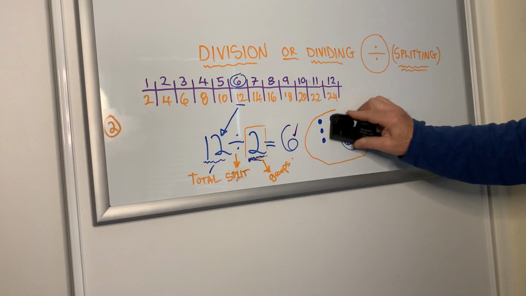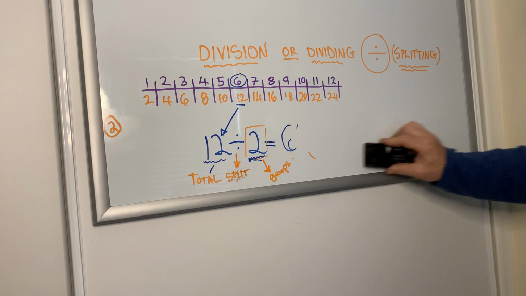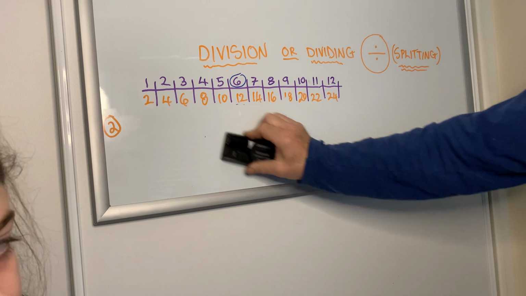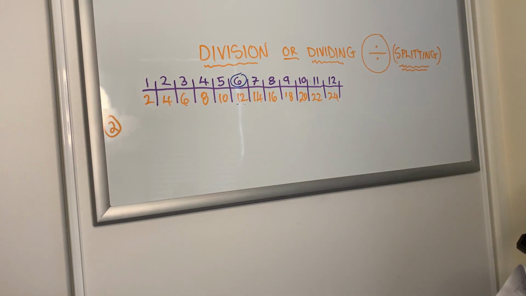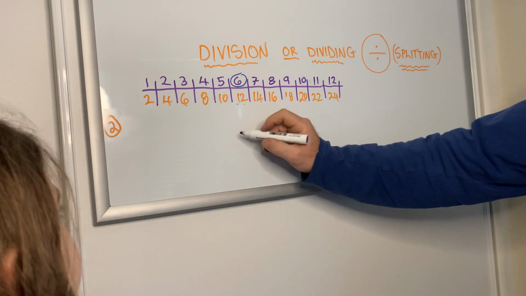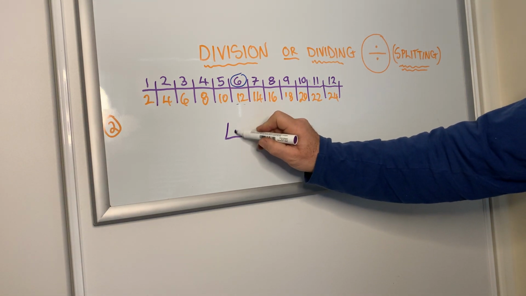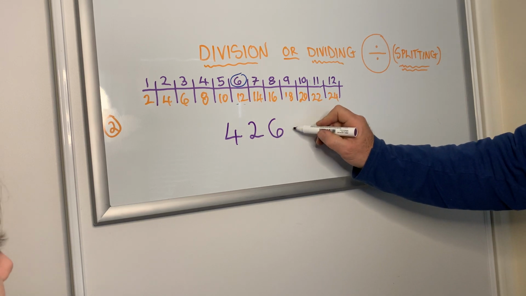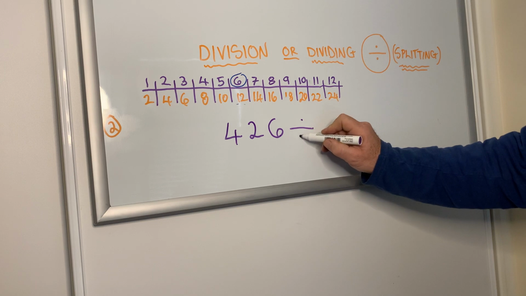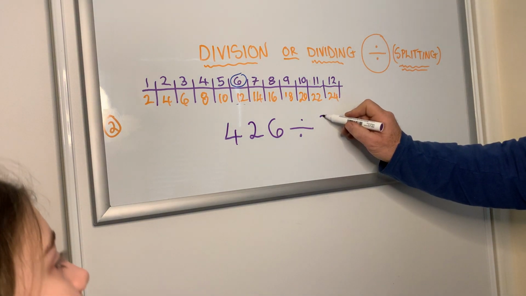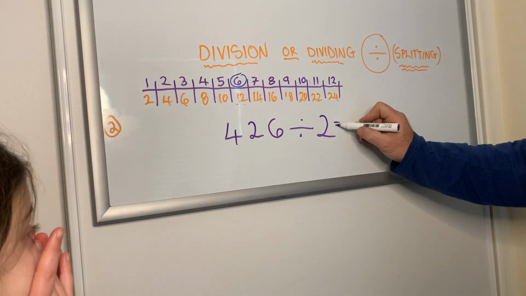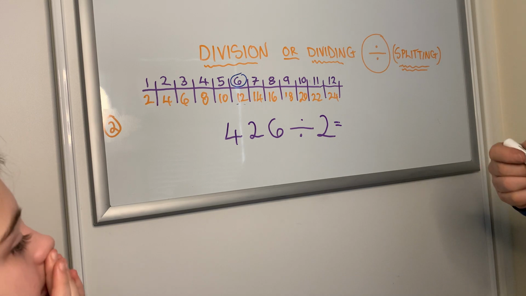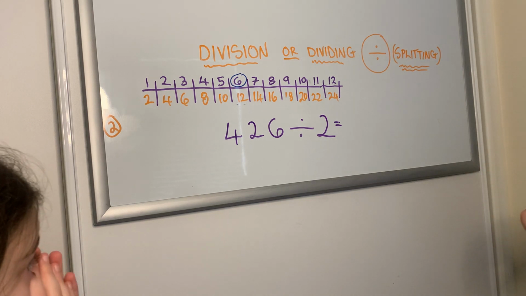The other way I wanted to show you, Logan, is just as an example. I want to show you something a little bit different now. Let's say, for example, I said 426 divided by 2, just as an example. I just want to go through this one. Now, people might look at that and say, oh wow, it looks too hard and very daunting, but let's have a look at it.